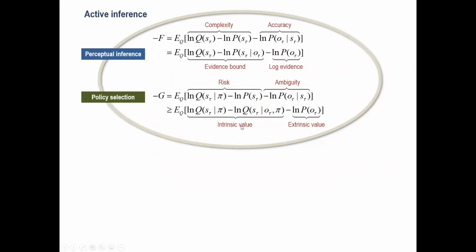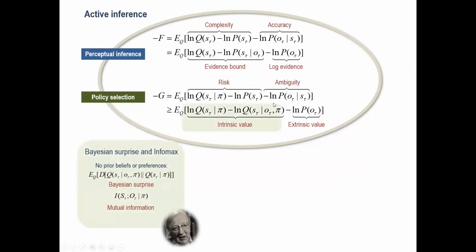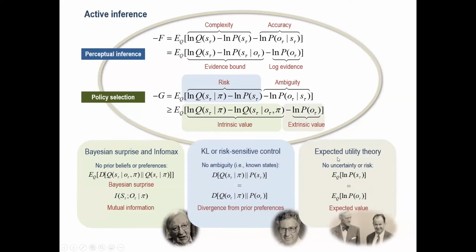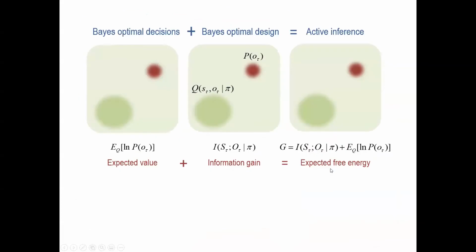as summarized by the expected free energy. And we've already talked about different perspectives and different parts of these, how they relate to things like Bayesian surprise, epistemic affordances, KL control, risk-sensitive control, and standard expected utility theory that discount various sources of uncertainty and produce various special cases.